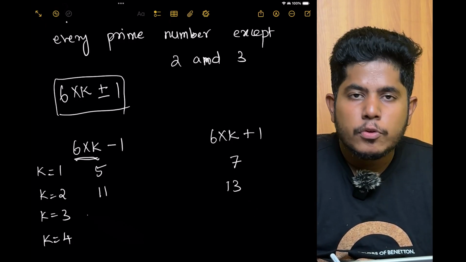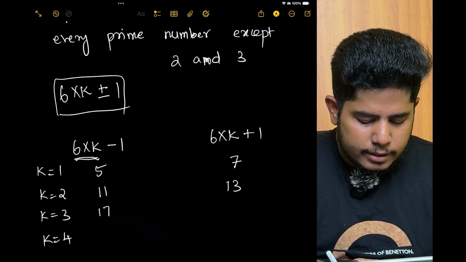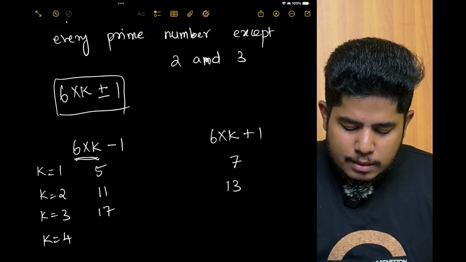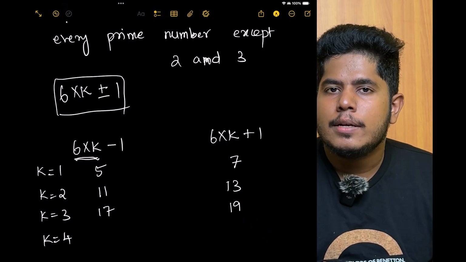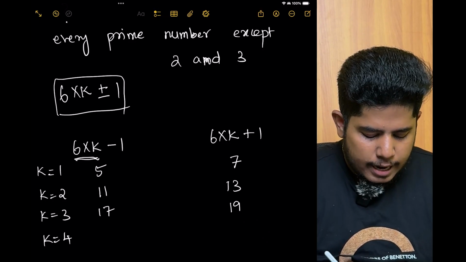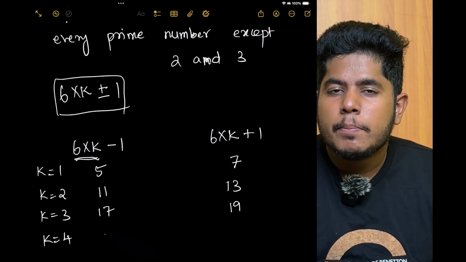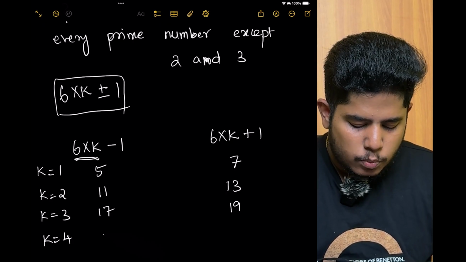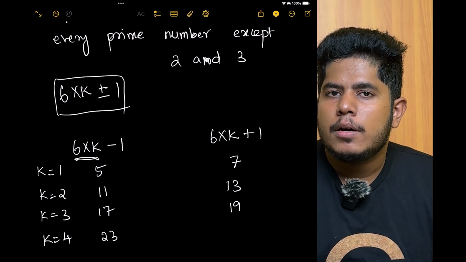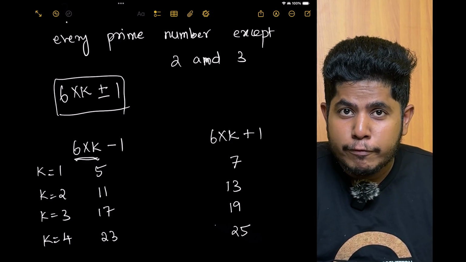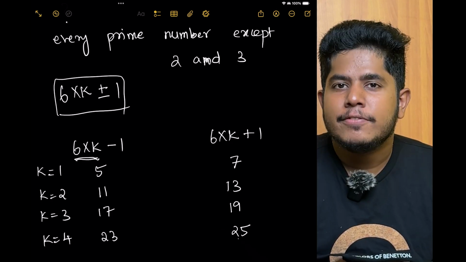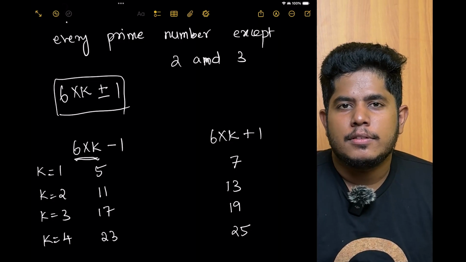6 multiplied by 3, 18 minus 1, 17 is a prime number. Then 18 plus 1, 19 is also a prime number. Then again k equal to 4. 4 multiplied by 6 is 24. Minus 1, 23 is a prime number. So 6 multiplied by 4, 24 plus 1, 25, which is not a prime number.